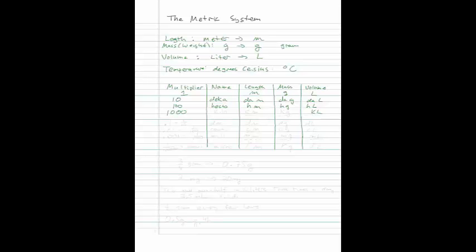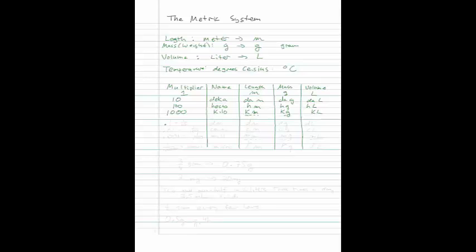But 1,000 is used. For 1,000, we use kilo. So we have a kilometer, km, stands for 1,000 meters. A kilogram, hopefully that's something you recognize, is 1,000 grams. That's used often. A kiloliter, no, you're not going to use a kiloliter very often, but that's what it would be if that were to come into play.